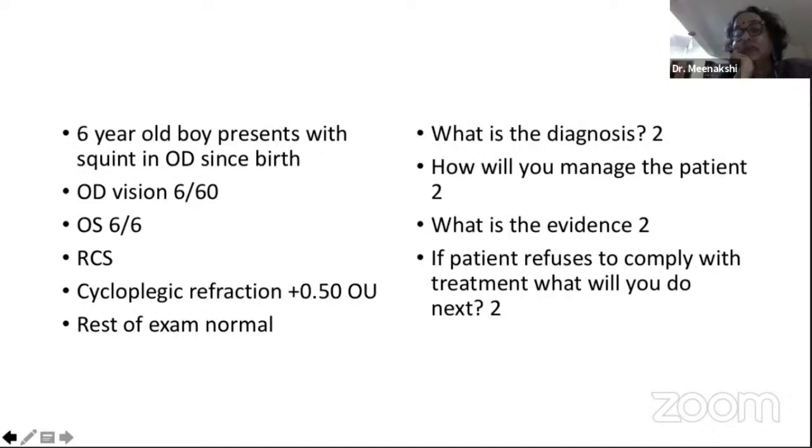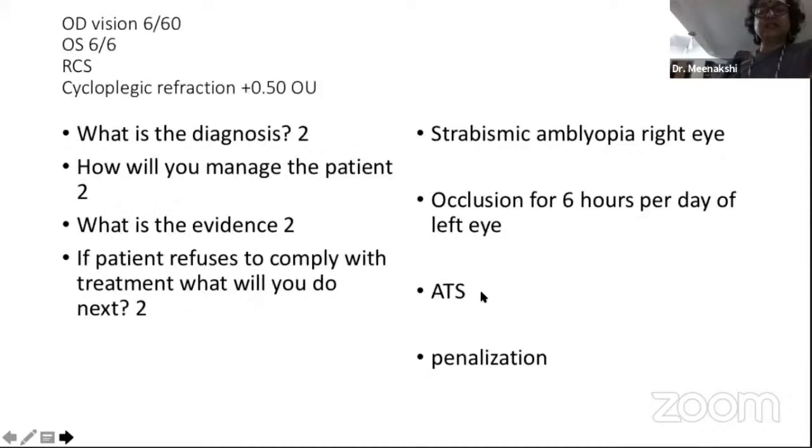Amblyopia Treatment Study. ATS. Lovely, doctor. That's exactly right. ATS. So I got a bit lazy and wrote ATS, but you should write the full form in the exam. And you're absolutely right. Strabismic amblyopia in the right eye, occlusion, about 6 hours per day, per the Amblyopia Treatment Study, and penalization. Wonderful. We're doing lovely.